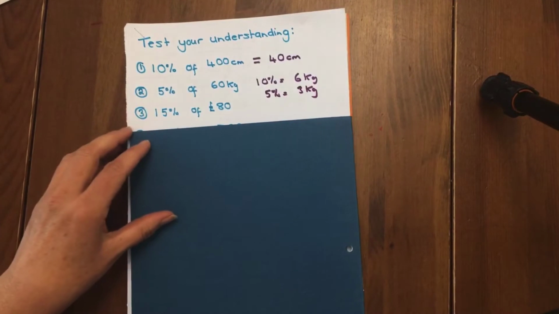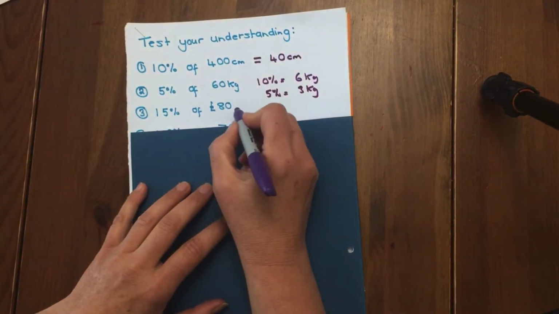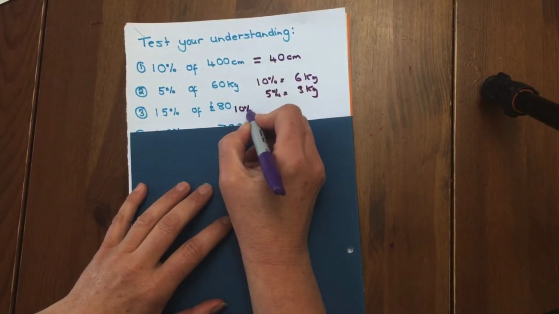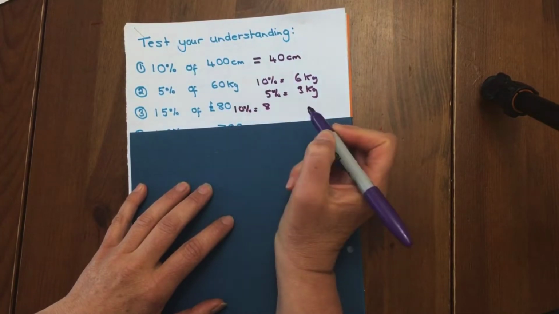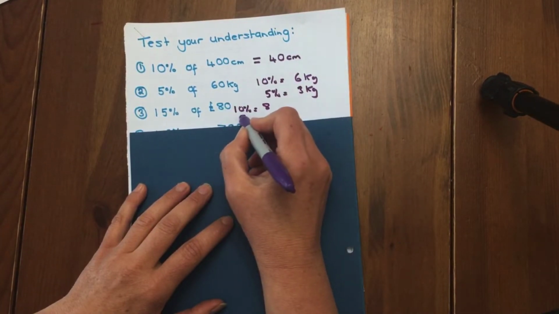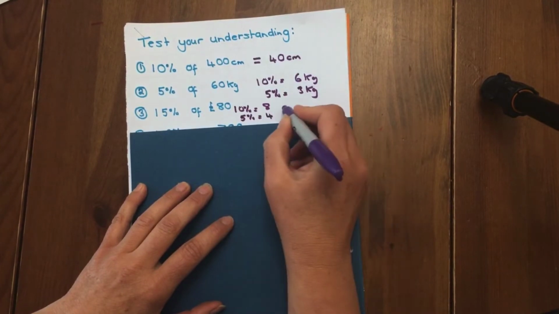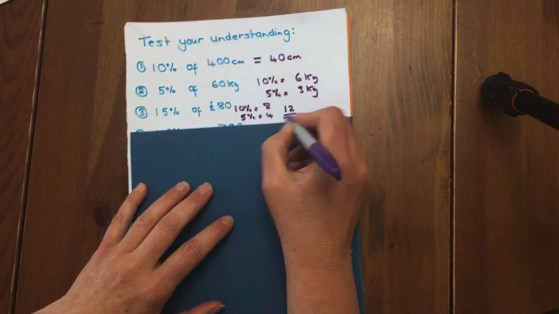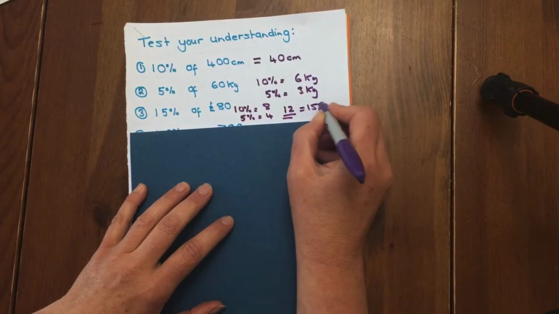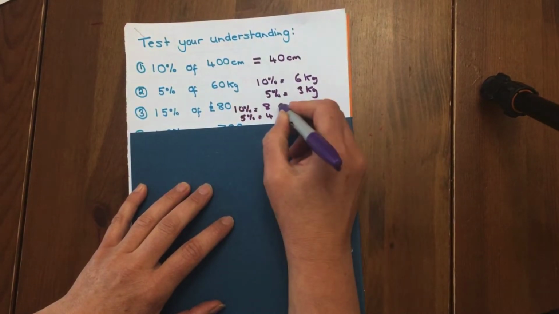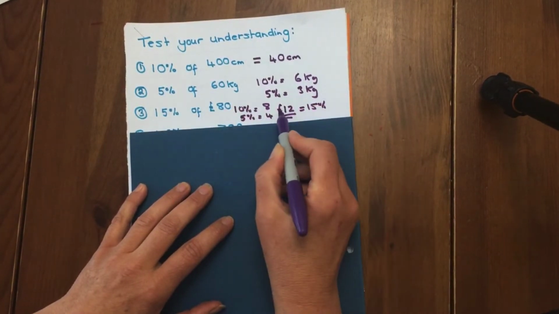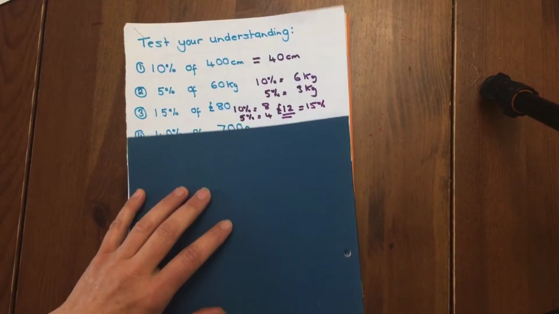Okay, next question. To get 15%, we first of all work out 10%, divide by 10. And then we need to find 5%, which is half of 10. And then we add them together to get 15%. So the answer is £12. Well done to everyone putting their units in.